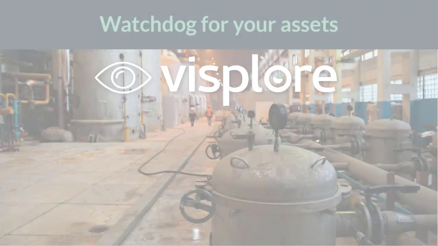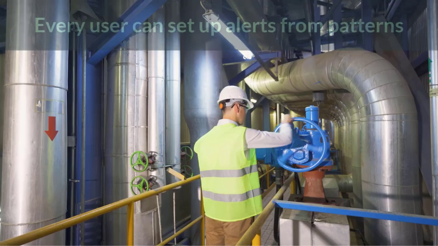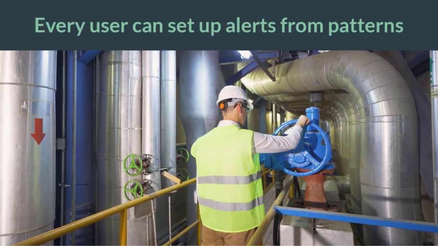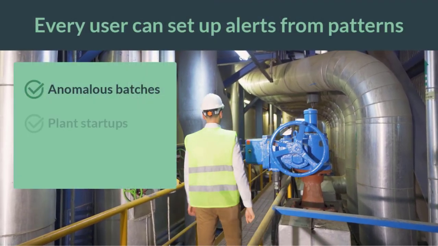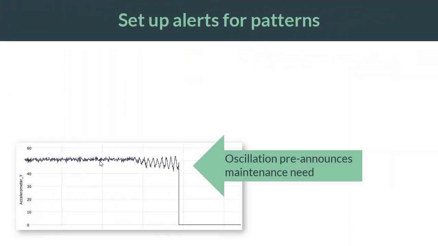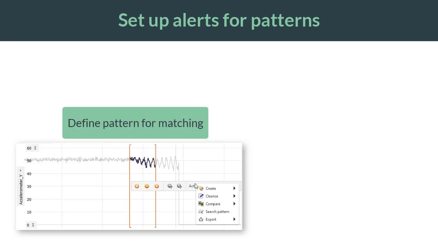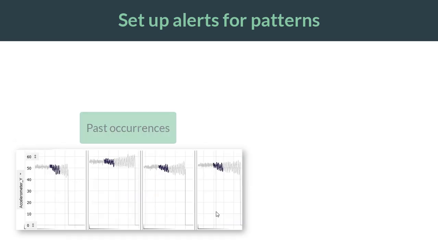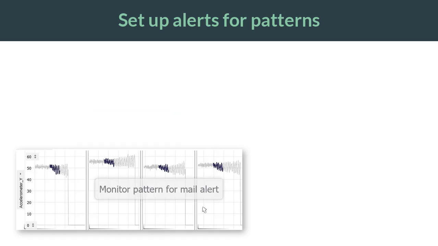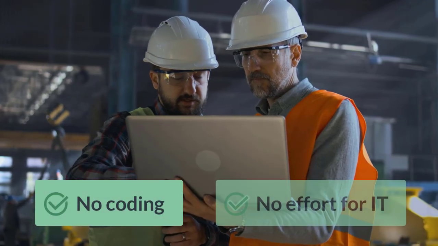Finally, turn insights into predictive watchdogs. Every user can set up automated alerts from advanced data patterns like anomalous batches, plant startups, or indications of a maintenance need. Define a pattern for matching based on historical data. And set up an email alert for notification in the future. It's just a few clicks. No coding, no effort for IT.